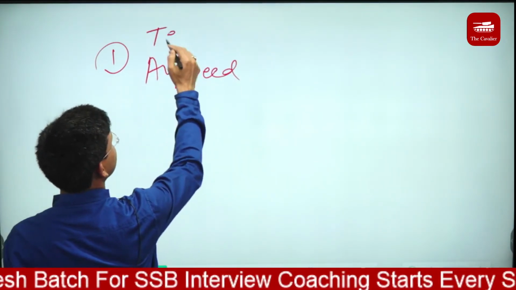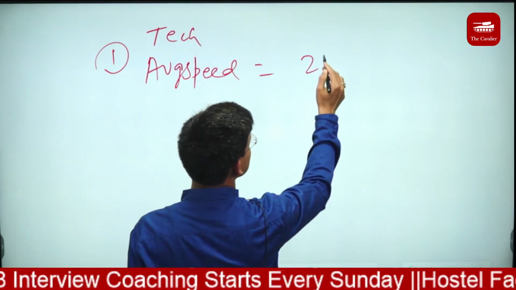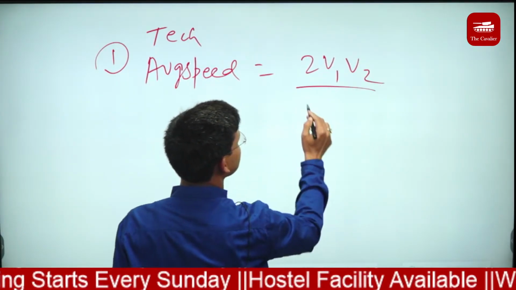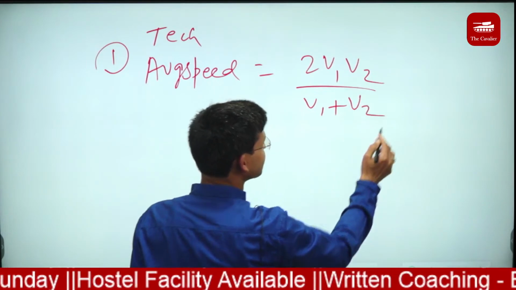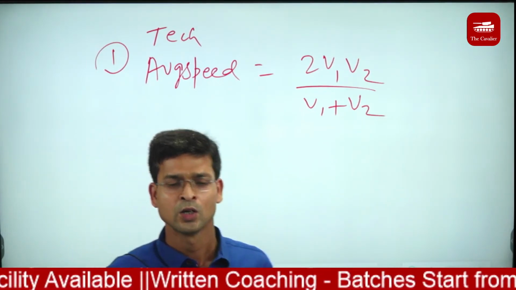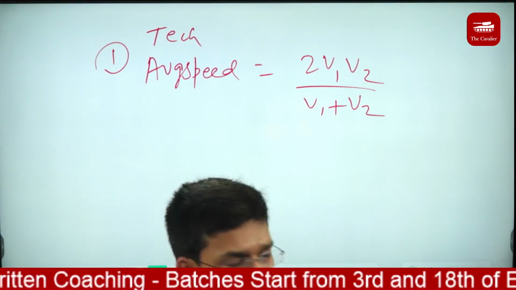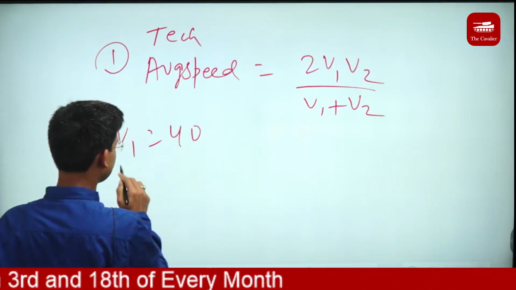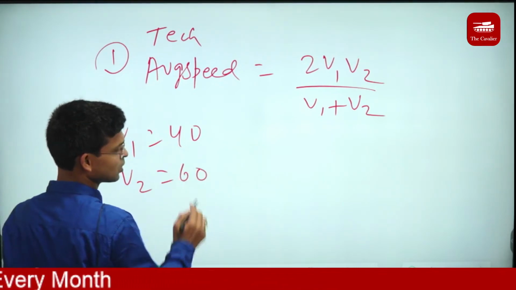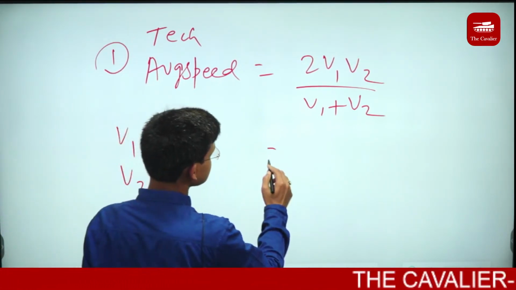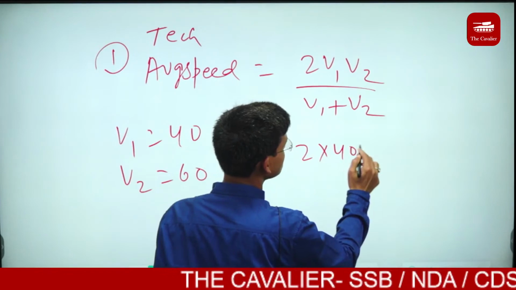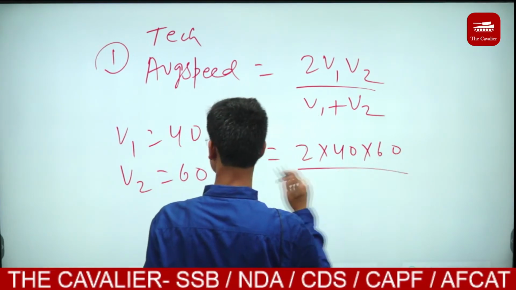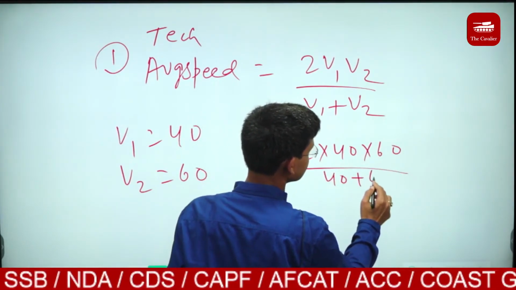We have to follow the technique, that is 2v1 v2 upon v1 plus v2. You have to apply the technique directly so that you will get the direct result. In the question you have v1 is 40 and v2 is 60. This is 2 into 40 into 60 upon 40 plus 60.